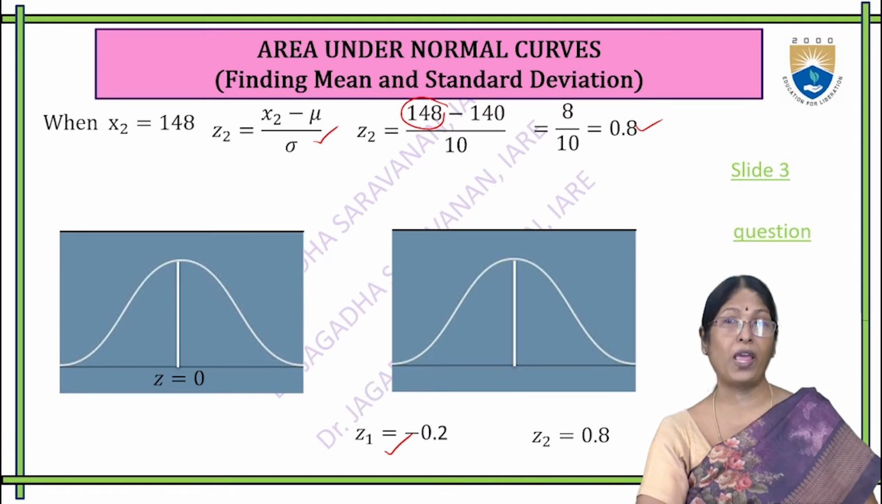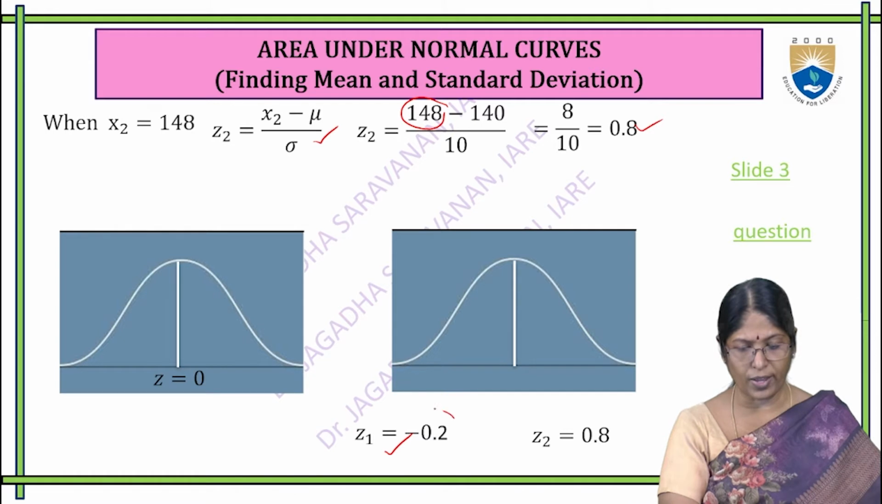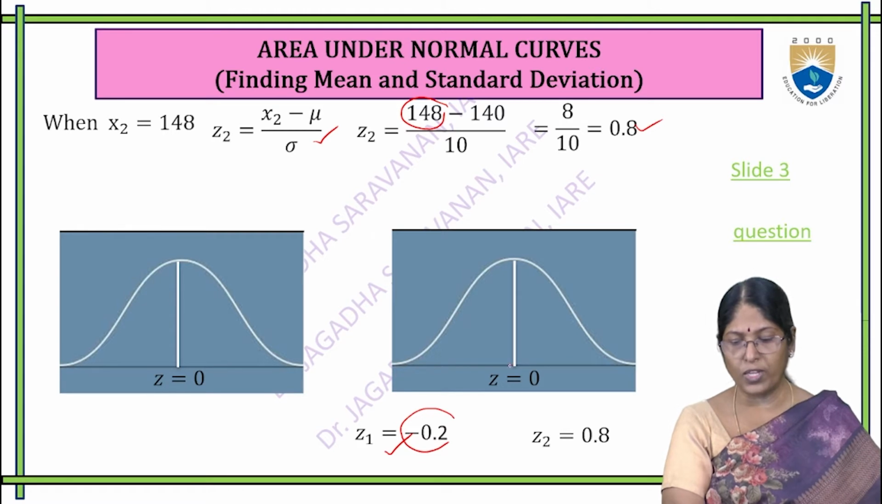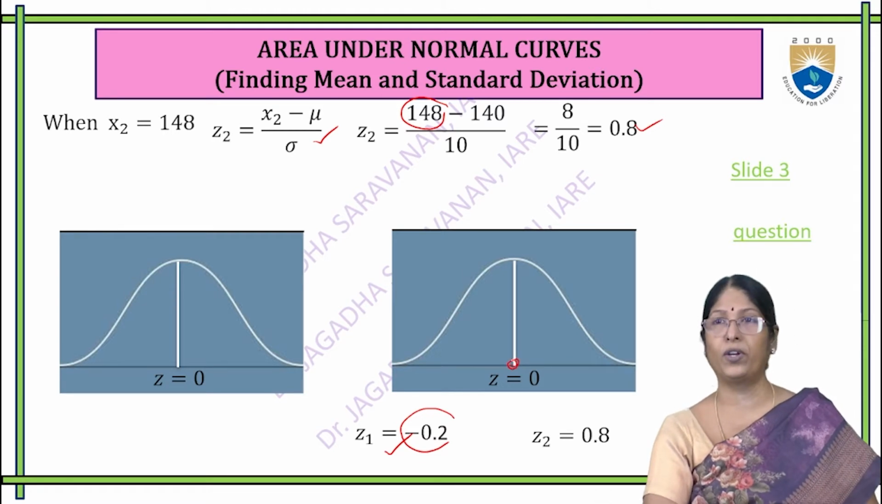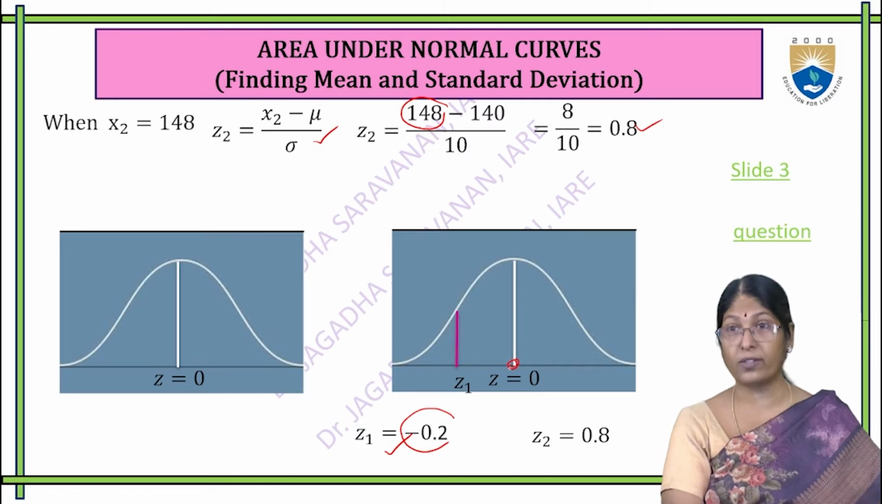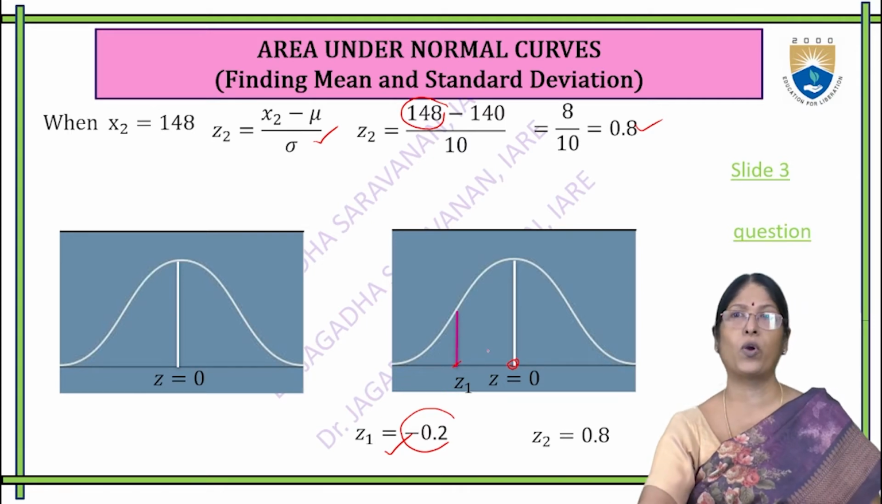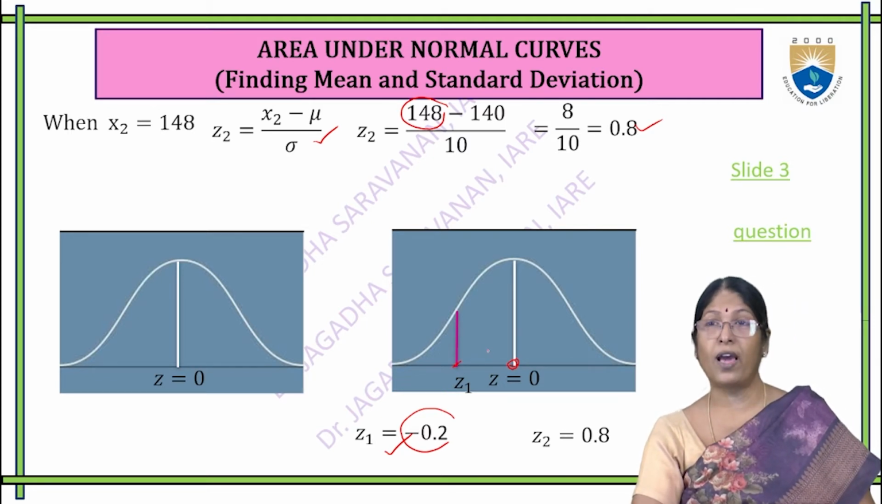Now we have to place this z1 and z2. Z1 is negative. If it is negative, it goes to the left of the point z equal to 0. So we placed it. Z1 is placed to the left of z equal to 0, and at the point Z1 we draw a vertical line touching the normal curve.